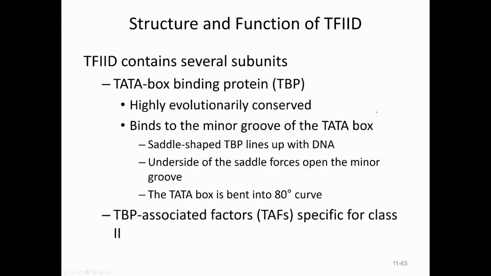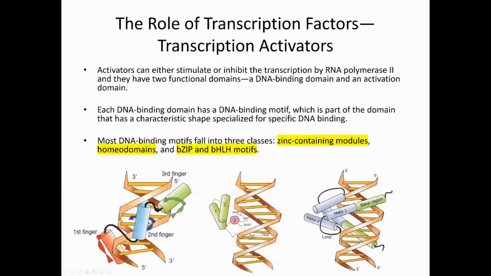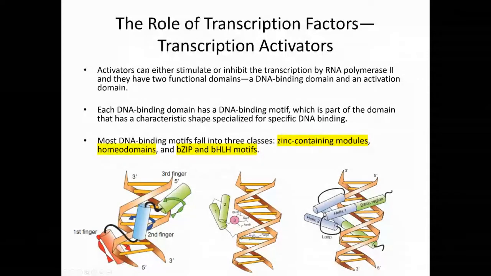And TFIID basically has the TATA box binding protein, so-called TBP, and also TBP-associated factors. They help TFIID to bind to the promoter. And then the transcription activator, basically the gene-specific transcription factor, depends on the different type of gene that you want to transcribe. You need different types of activator.